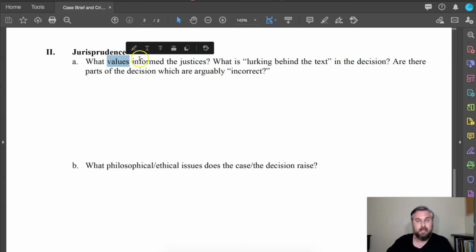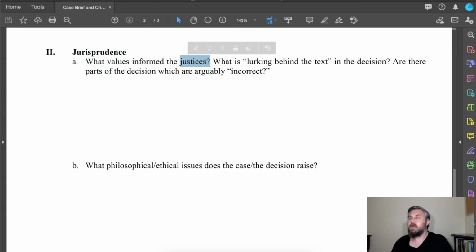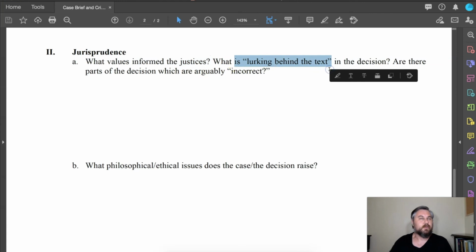And the justices are going to have to wrestle with those questions. Even if they're not saying it, they're nevertheless thinking about these things. Why? Well, because they're humans and they're facing tough questions that humanity has always faced. And just because the Supreme Court says it doesn't suddenly end those philosophical questions. So you might ask, well, what's lurking behind the text? What's informing this decision? Are there parts of the decision that you think were arguably incorrect? And in which case, why do you think they're incorrect? What values do you have that separate you from the justices? Do you find that you're agreeing with the dissenting opinion in the case and their values, for example?